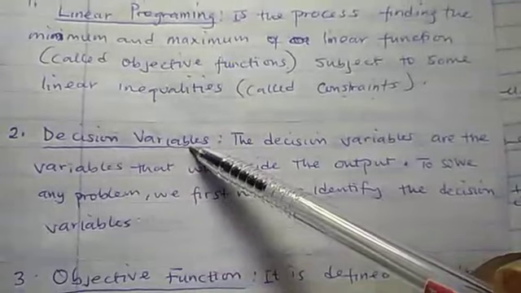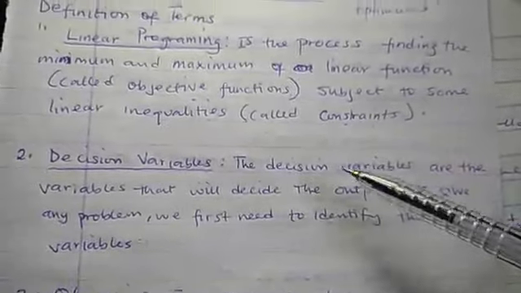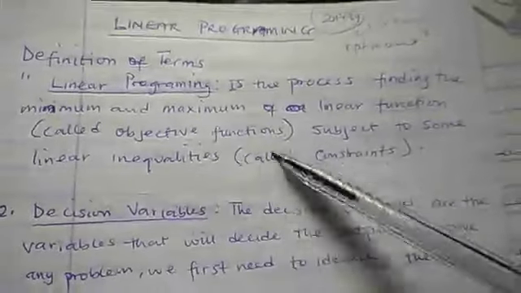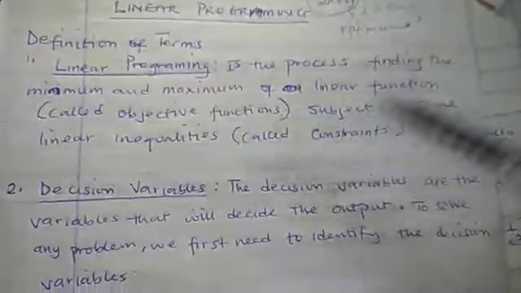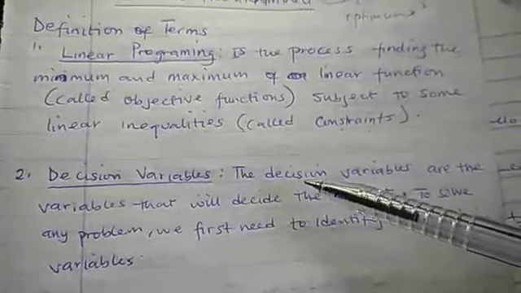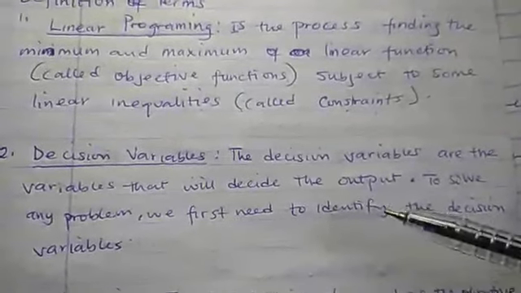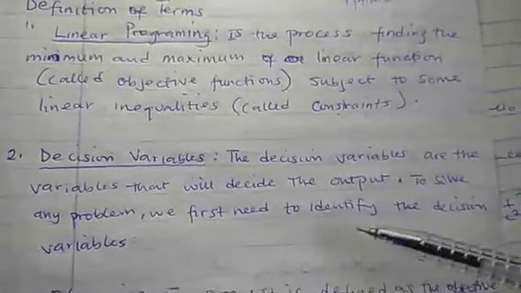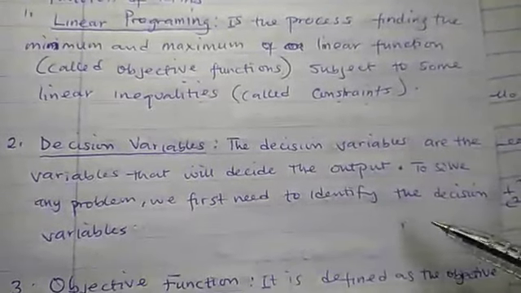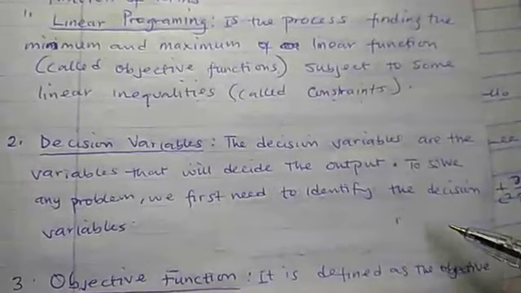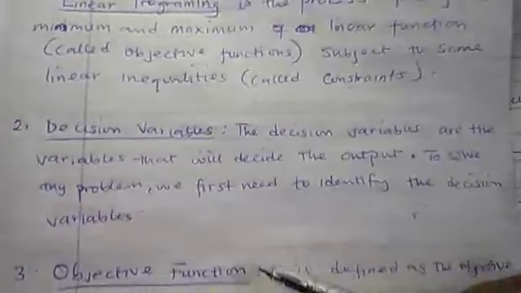Another term is decision variables. Decision variables are the variables that will decide the output, the output of the solution we are talking about. For instance, x and y are decision variables. If you want to solve any problem mathematically, we need to define a variable. For instance, for the radius of a circle, I will use the variable r to represent the radius. It is what I use to formulate the problem.